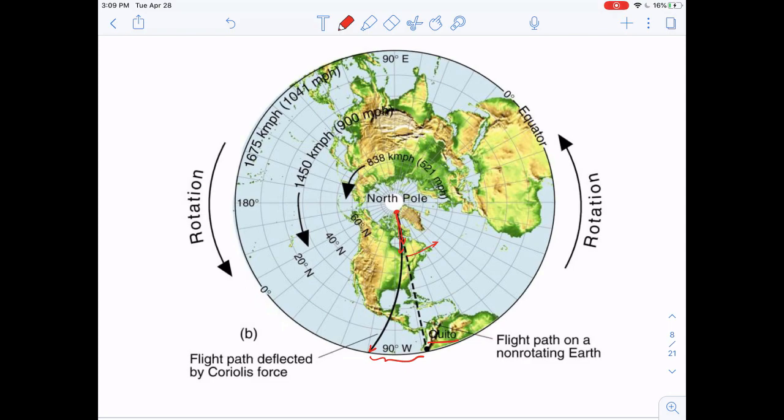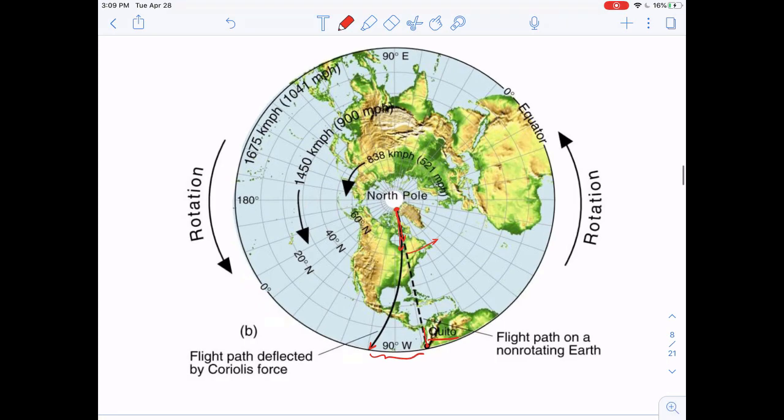Okay, so the same thing happens if the air is trying to travel from south to north. Let's say the air is trying to travel to the North Pole from Quito, right? And then as it travels upward, because the air at the equator has a very large line speed from west to east, this line speed will be larger than the surface line speed at mid-latitudes, right?